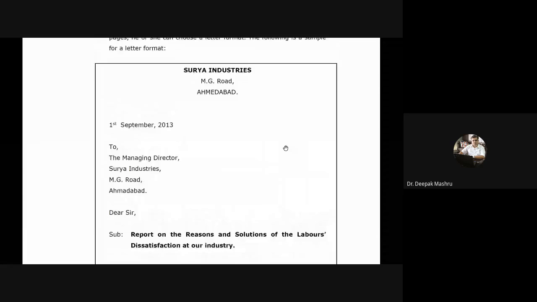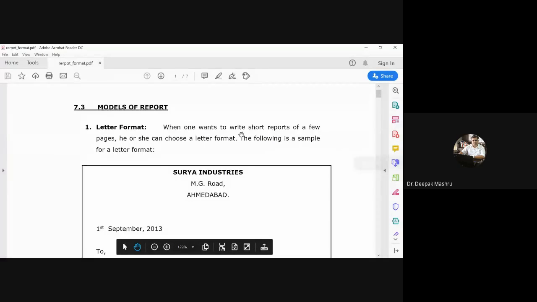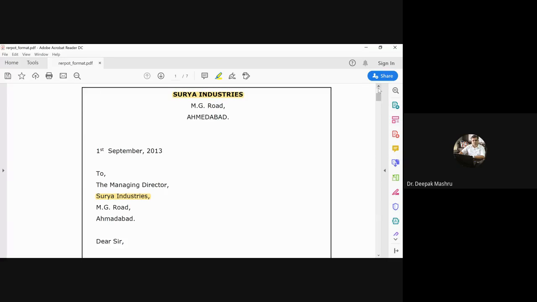Now, if you look at this report, at the top of it you will find it is written Surya Industries. And if you go down, in the inside address there is also written Surya Industries. That means it is a kind of internal communication. The person from Surya Industries himself is a part of Surya Industries and is writing to Surya.